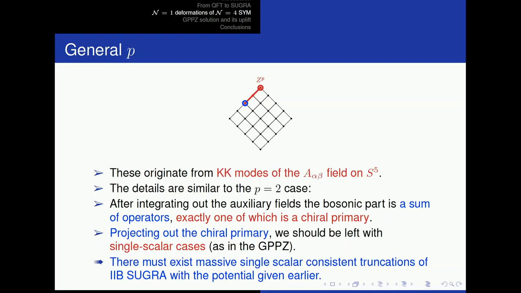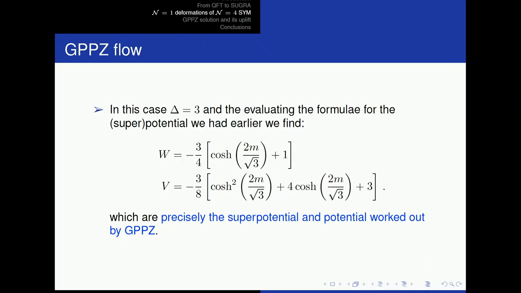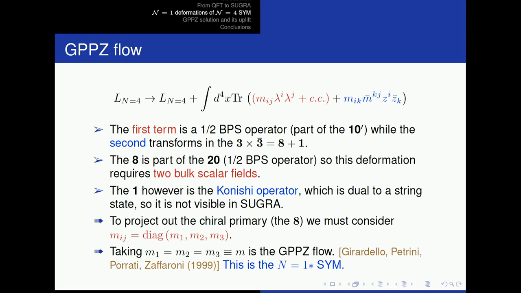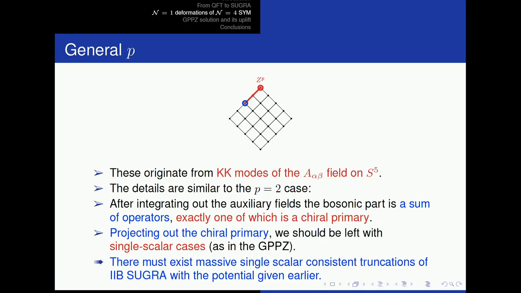Now, general p generalizes, so the story is very similar. You start with now the full diamond. If you want deformations of that form, these are superpotential deformations. Again, this is the corresponding superfield. All of these are Kaluza-Klein modes which are associated with the symmetric tensor, with the legs on the S5. The details are very similar to the p equals 2 case. And like in the p equals 2 case, when you integrate out the auxiliary fields, you get a lot of extra terms. In this case, it was just one term, but you get similarly many other terms. And in all cases, precisely one of those is a chiral primary.